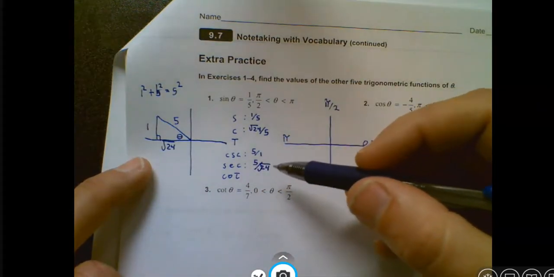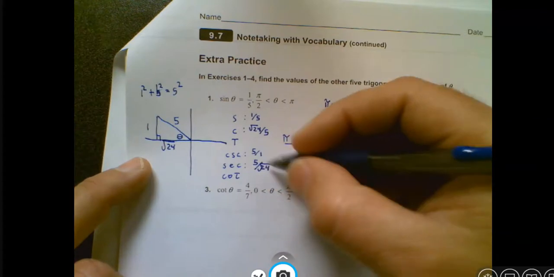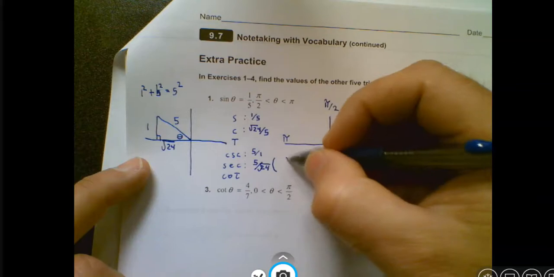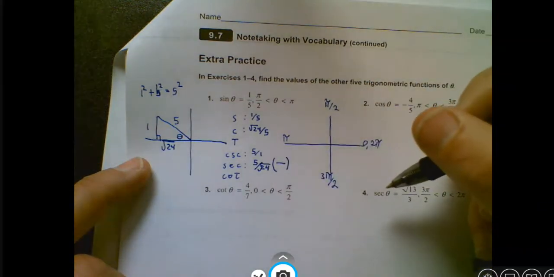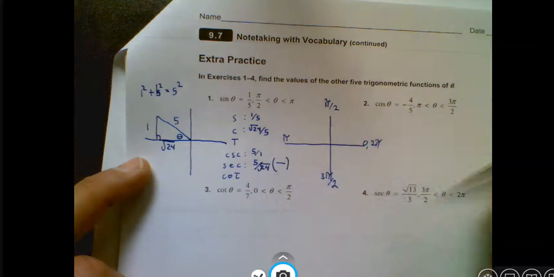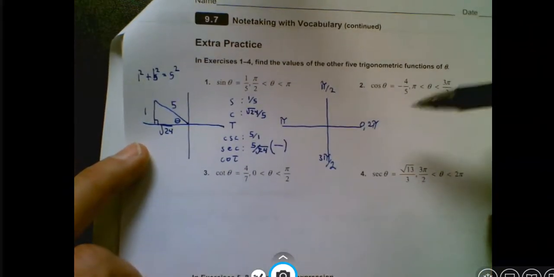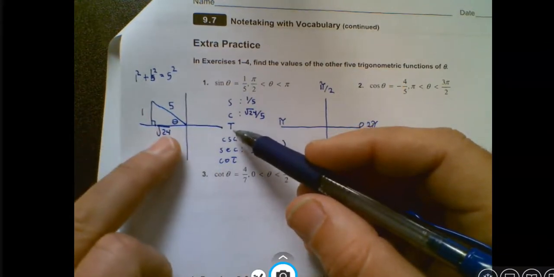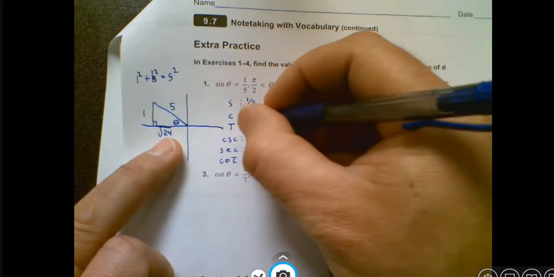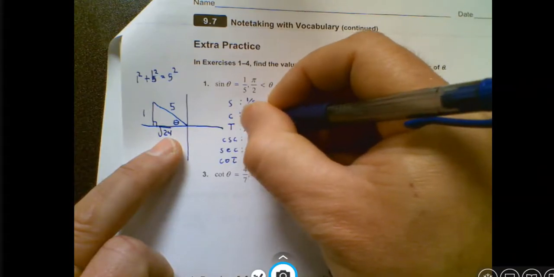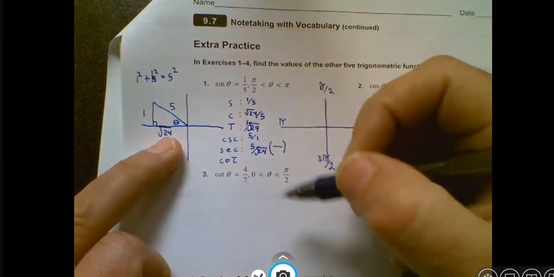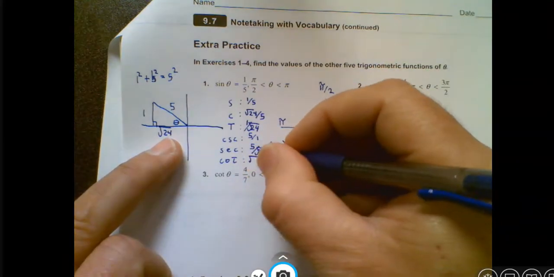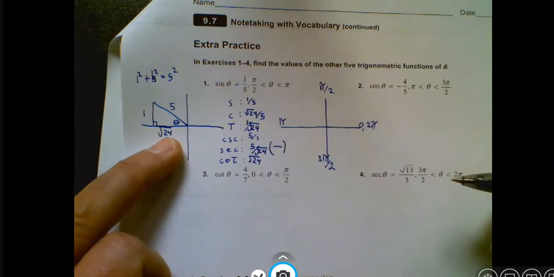And yes, typically we don't leave the radical on the bottom. So we rationalize our denominator by multiplying by itself, so we don't keep the radical on the bottom. I'll do that with another one in just a second. For cotangent and tangent, tangent is opposite over adjacent, so 1 over root 24. Same drill, I could rationalize my denominator. If I flip that upside down, I just get the root of 24 for my cotangent.